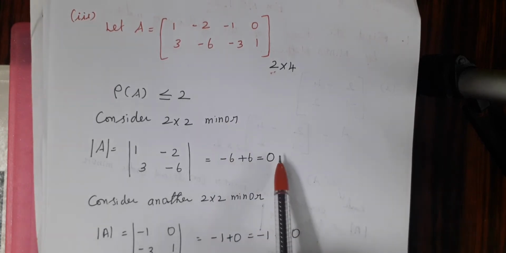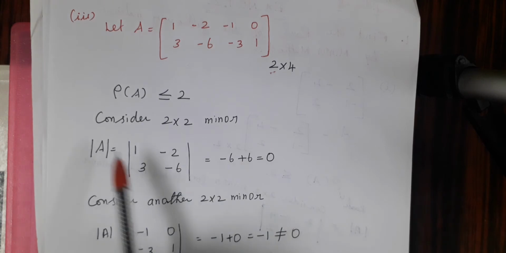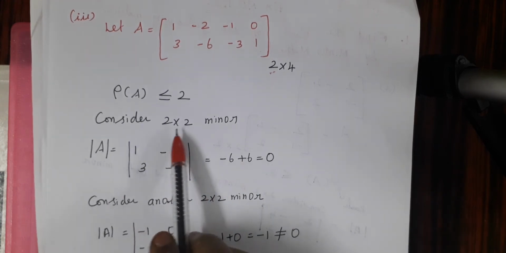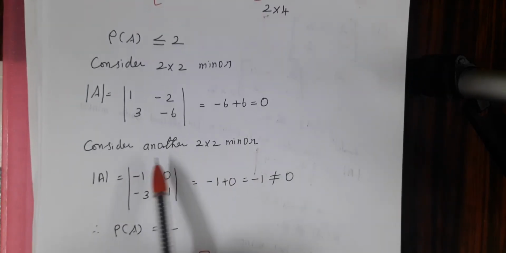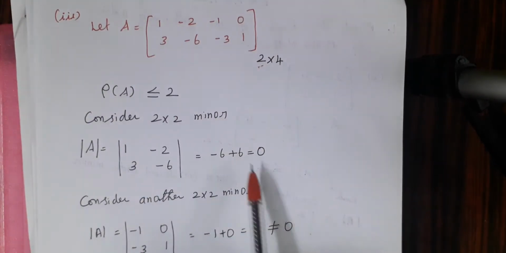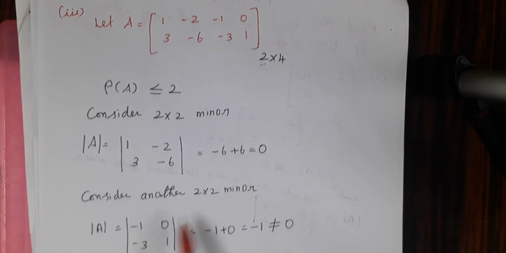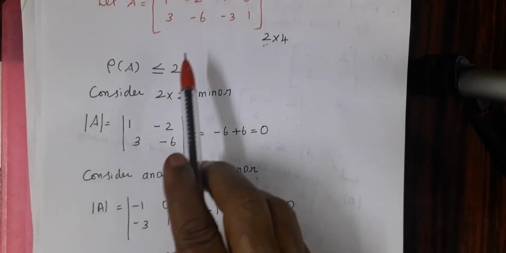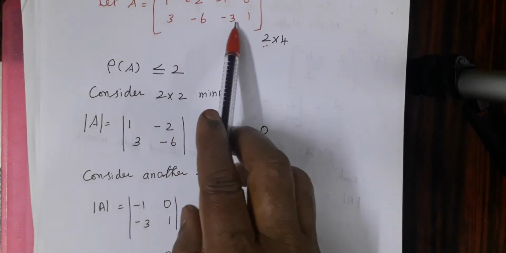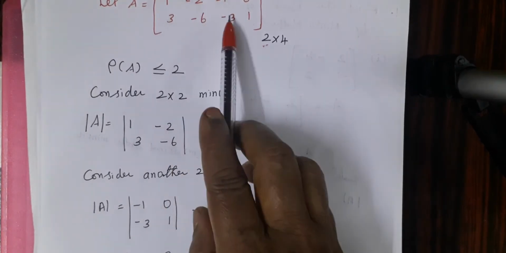So we are unable to find the rank from this. Determinant value 0 means we leave this minor and go to another minor. Because the first minor value became 0, consider another 2 by 2 minor. Here also, 2 times 3 is 6, 6 times 1 is 6. This value also becomes 0.